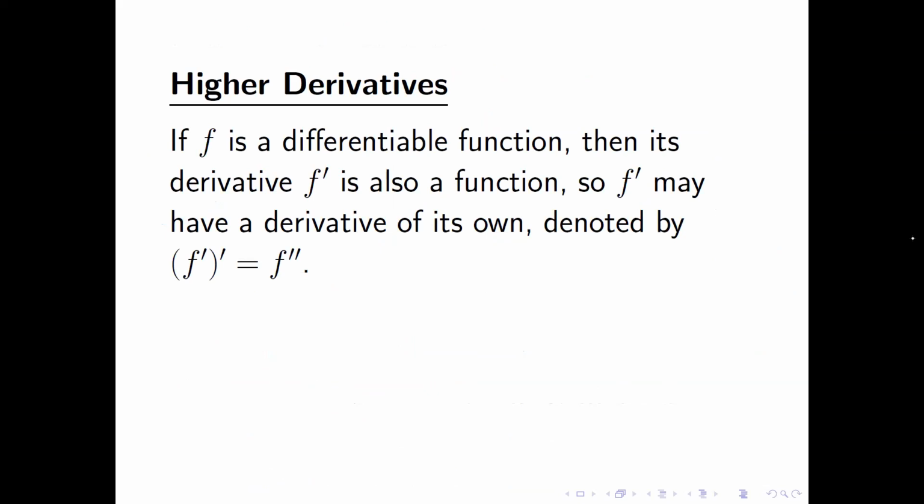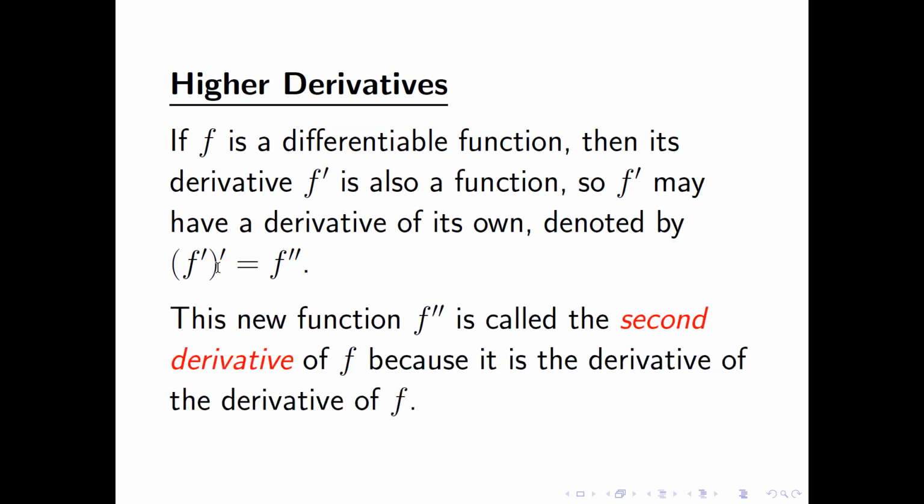So now let's look at the higher derivatives. The derivative, the slope of a tangent line that we dealt with in those previous examples, was the first derivative. For higher derivatives, we differentiate the first derivative again to get the second derivative. And when you differentiate the second derivative, you get the third derivative, and so on.